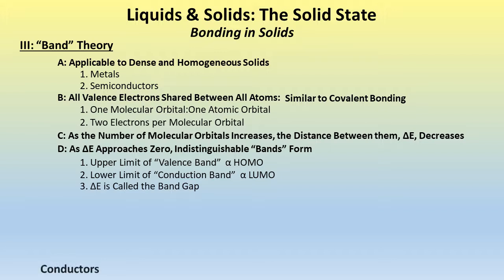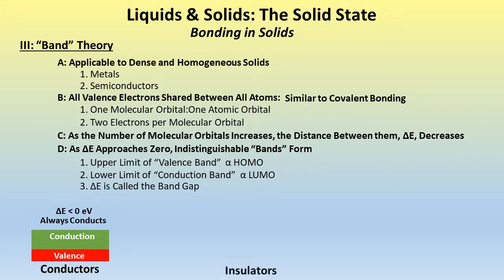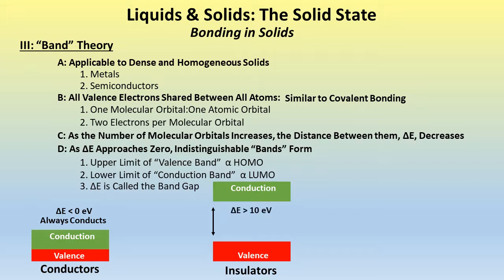There are 3 types broadly of compounds. In conductors, the conduction band overlaps the valence band. The band gap is less than 0 electron volts, therefore there is always conductivity. The electrons can move freely. In insulators, the band gap is greater than 10 electron volts. Therefore, insulators will decompose before conducting.